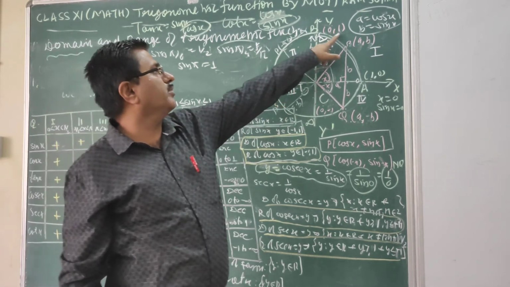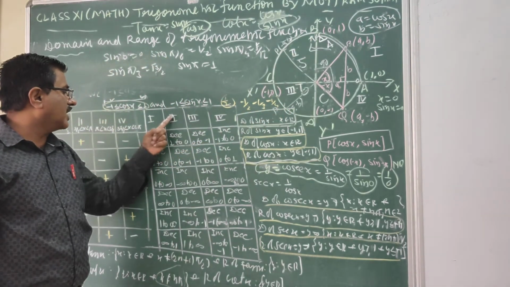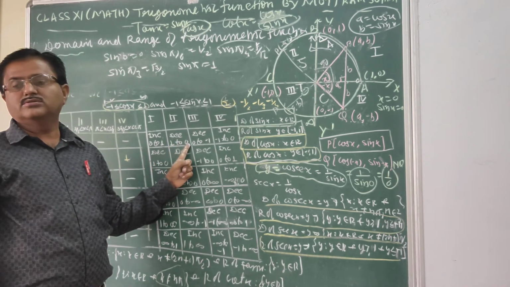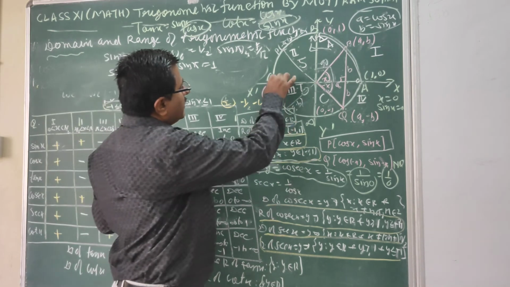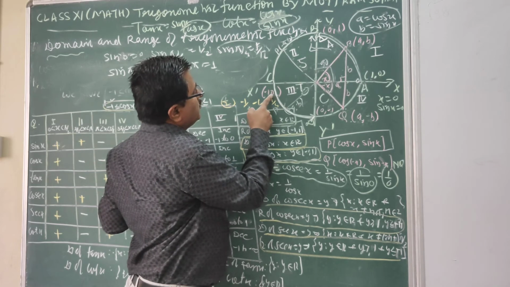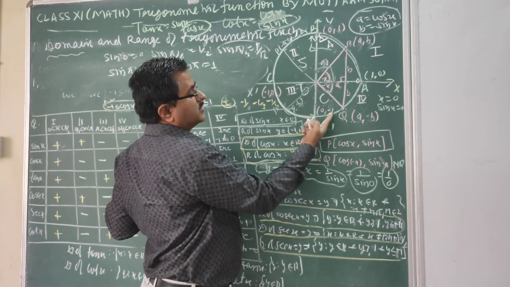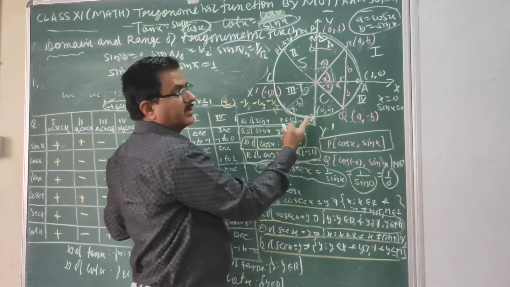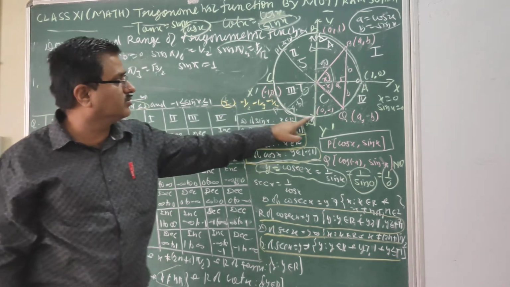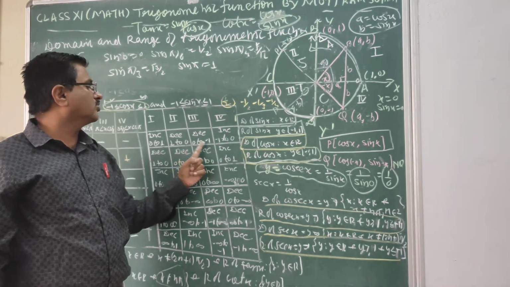In the second quadrant, the value of sin x decreases from 1 to 0. Now in the third quadrant, the value of sin, which is the y-coordinate, is 0 here but minus 1 here. So it goes from 0 to minus 1. Minus 1 is less than 0, so it is again decreasing. In the third quadrant, the value of sin x decreases from 0 to minus 1.